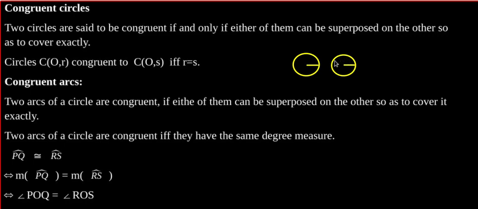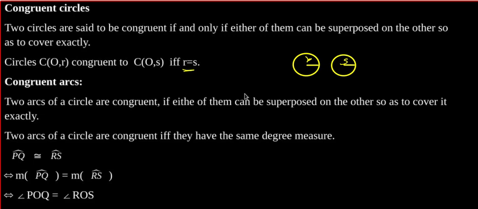So, the main concept is, if we cut one circle and keep it over the other, it will match exactly, so that we can say these circles are congruent. If two circles are congruent, the condition is the radius of the first circle equals the radius of the second circle.